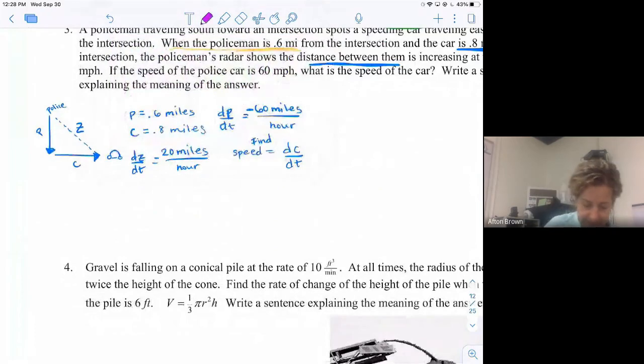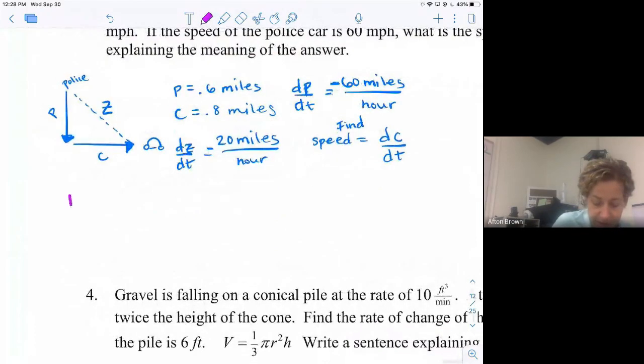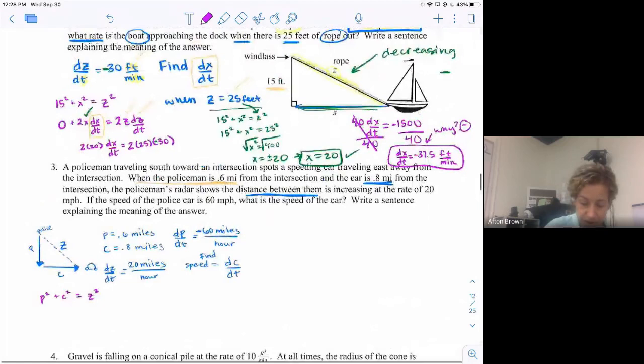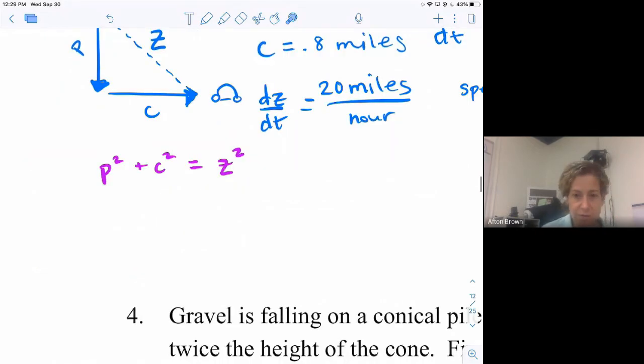Pythagorean theorem. Exactly. We're going to do a lot of Pythagorean theorem. So P squared plus C squared equals Z squared. I want to point out one difference between this question and the previous question. In the previous question, we were able to leave the 15 as a number, because that side didn't change as the problem changed. In this picture, all three sides are changing length, like the triangle. So all three have to stay variables.